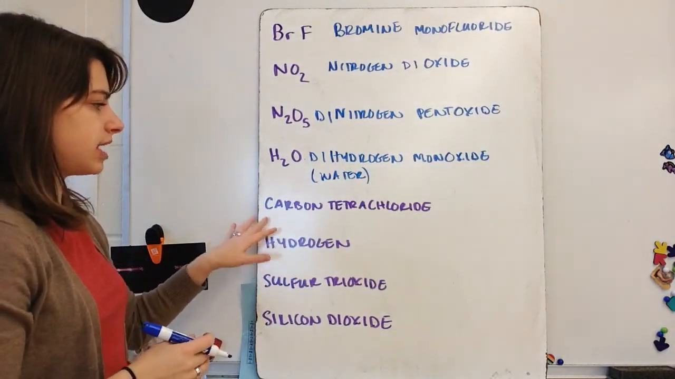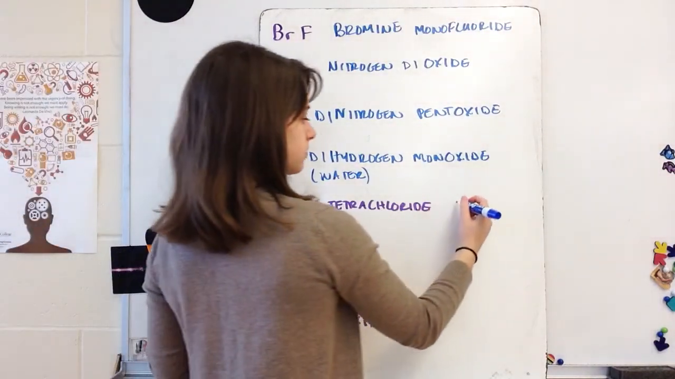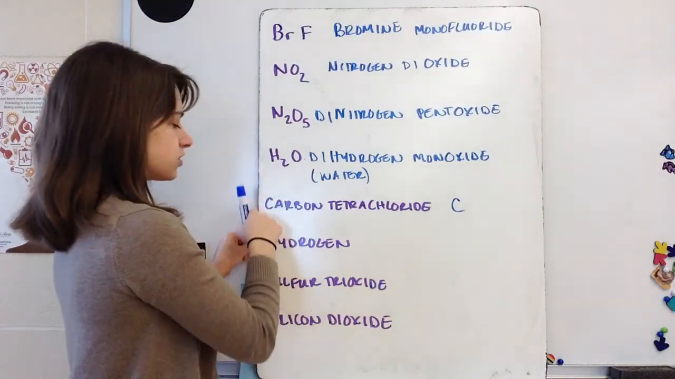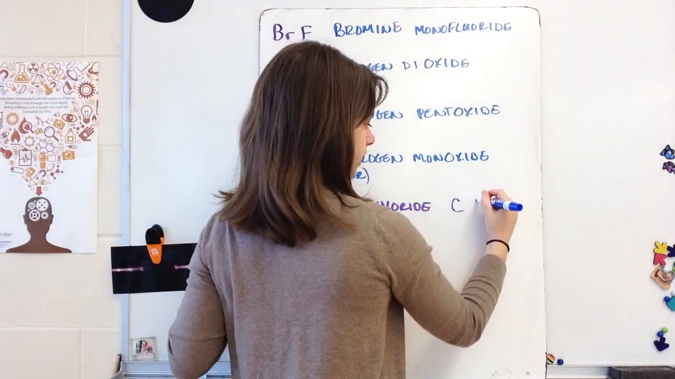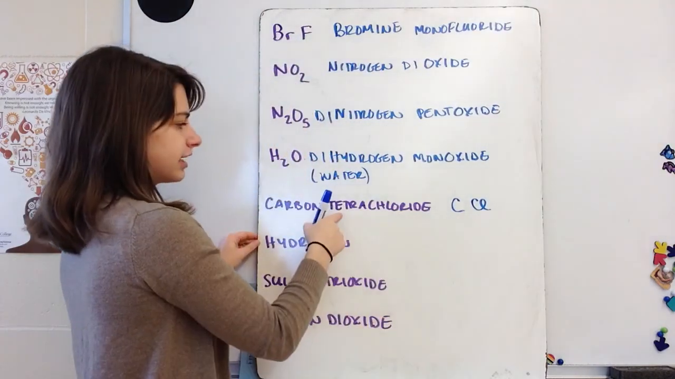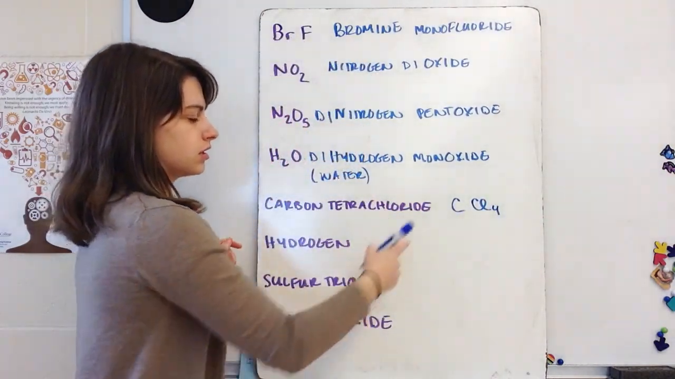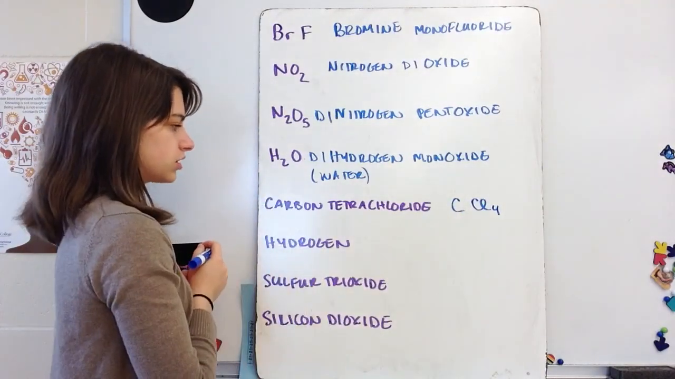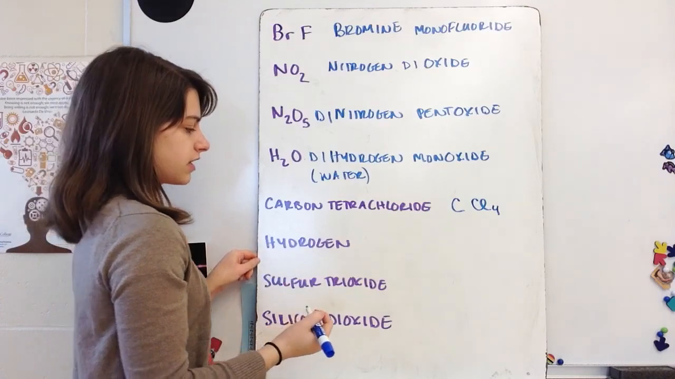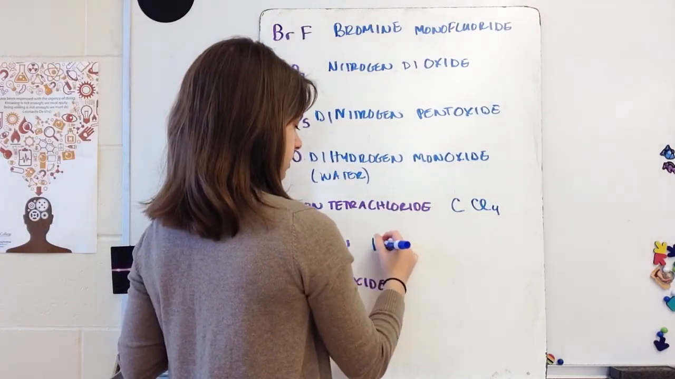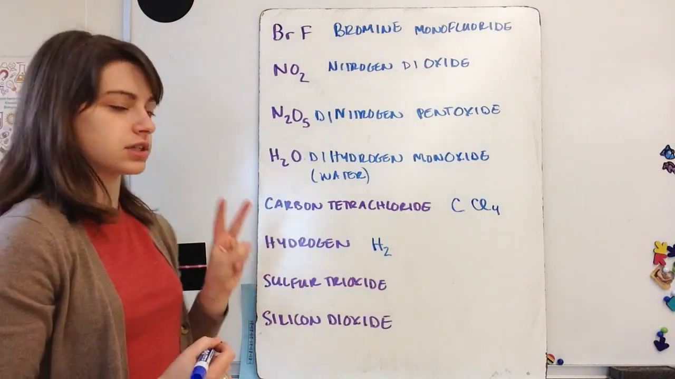Okay, let's go from names to formulas. So carbon tetrachloride. So carbon, we know the symbol is C. Since there's no prefix, there's just 1. Chloride would be chlorine, so Cl. Tetra means 4, so we're going to put a 4 as our subscript. So CCl4 is carbon tetrachloride. Hydrogen, we should recognize as one of our diatomics, so we know it's just going to be the symbol H. And then it's going to have a 2 because it's a diatomic, so it's going to be H2.